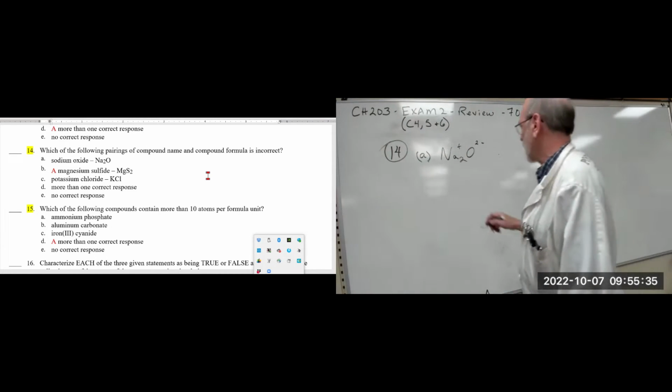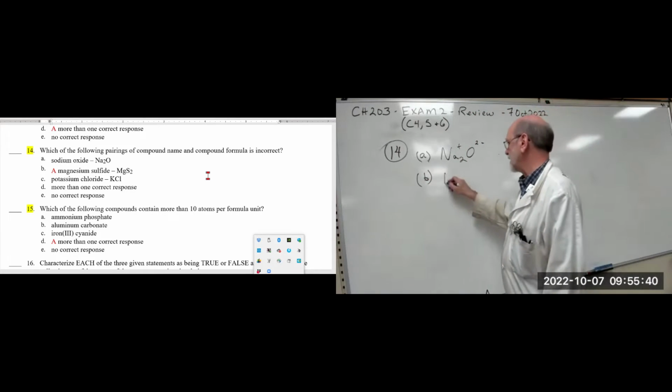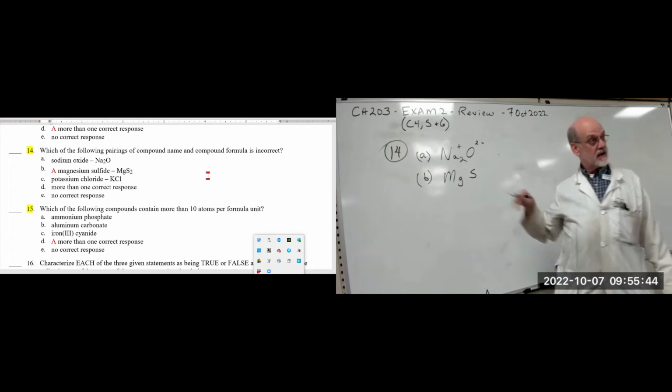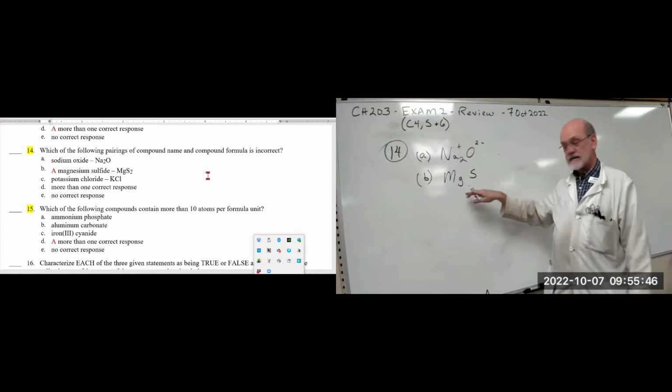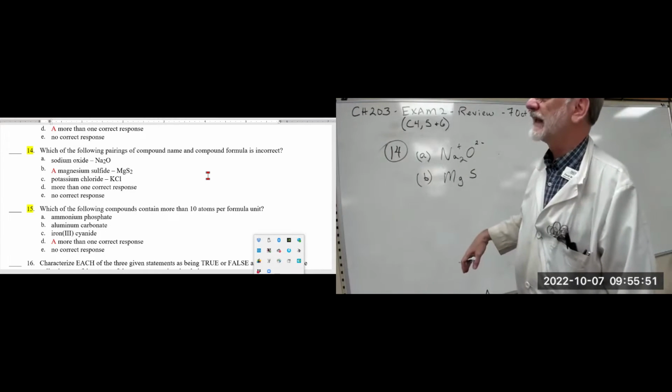We're looking for the incorrect one. How about magnesium sulfide? Magnesium and sulfur. Okay, let's balance it. Is this an ionic compound? Did they tell us that? They didn't tell us it was ionic.